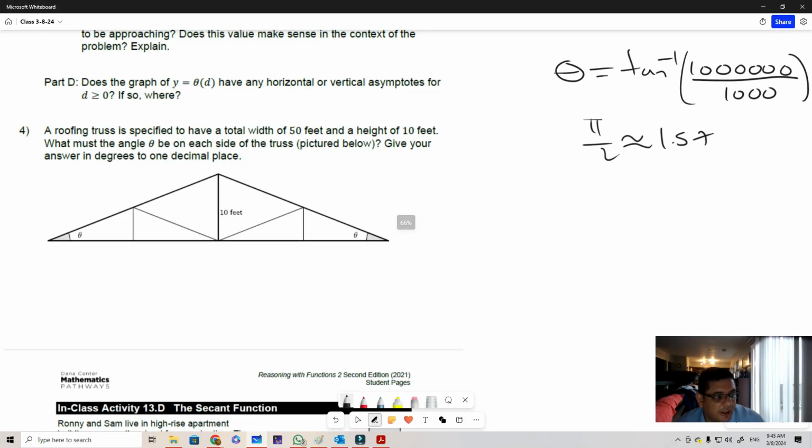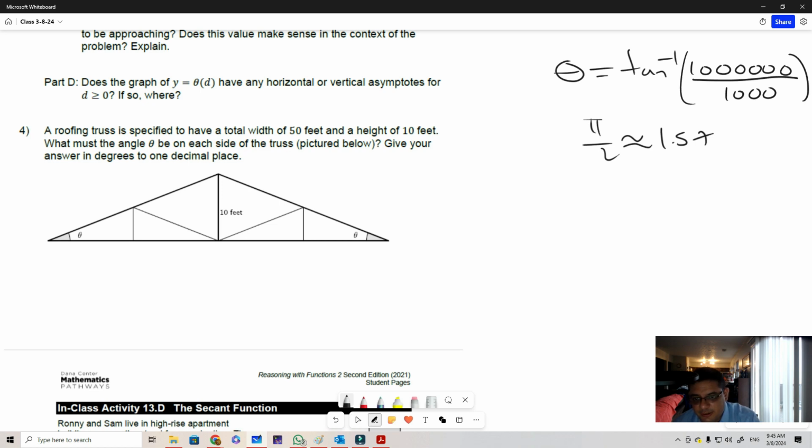All right, finally, to conclude this, we have another scenario where we can use this tangent to the -1. We have a roof truss that is specified to have a total width of 50 feet and height of 10 feet. We want to know what must be the angle on each of the sides of the truss here as is displayed, to find out the best angle here. So this is just the same scenario.